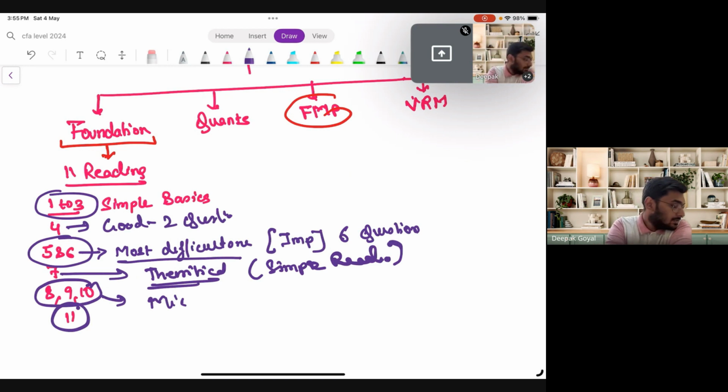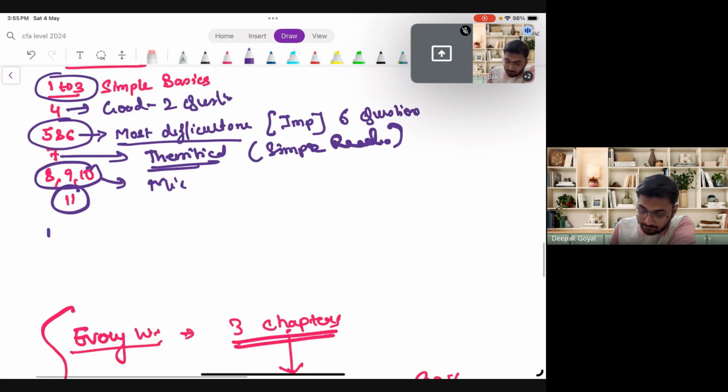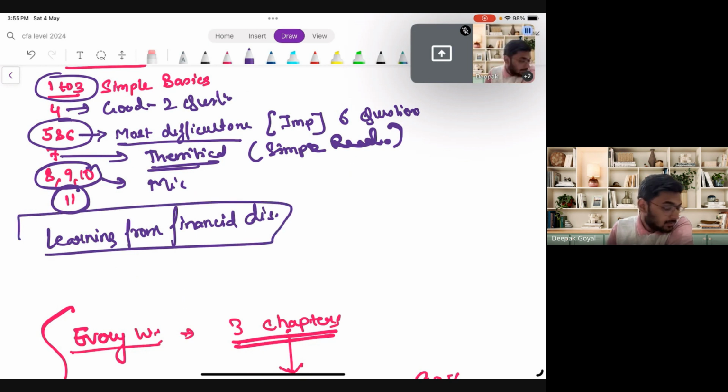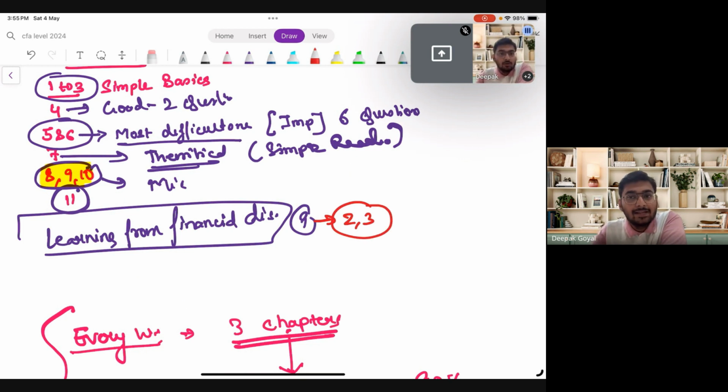But in this, there is one topic, that is learning from financial disaster. This is the reading number 9, which makes this segment moderate level of importance. If there is no reading 9 in this segment, then this segment will also be just like 1 to 3. Got it? So you can expect 2 to 3 questions in the exam from this particular reading. So from 8 and 10, either there will be 1 question or no questions.